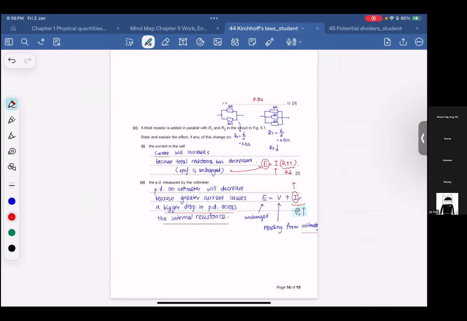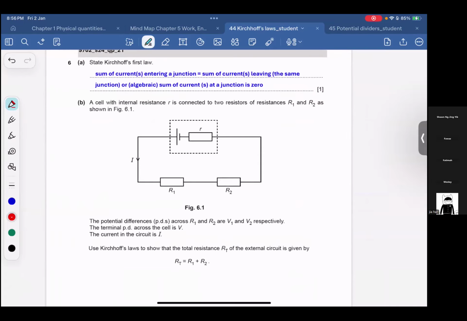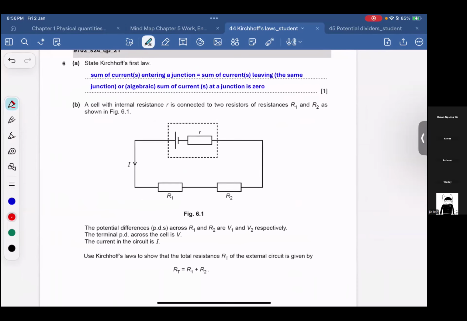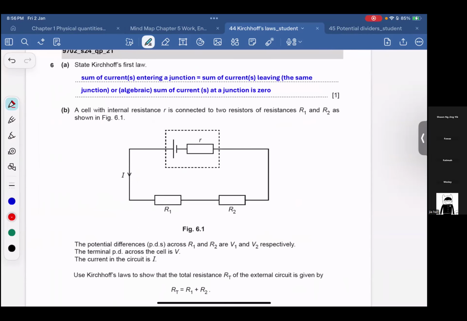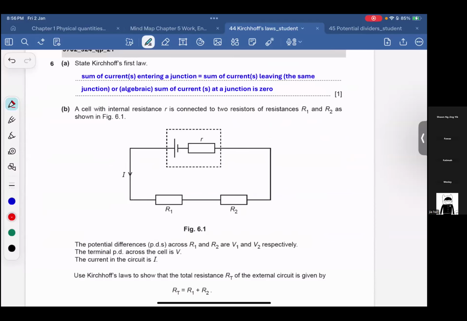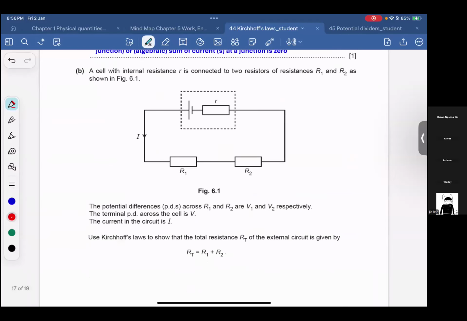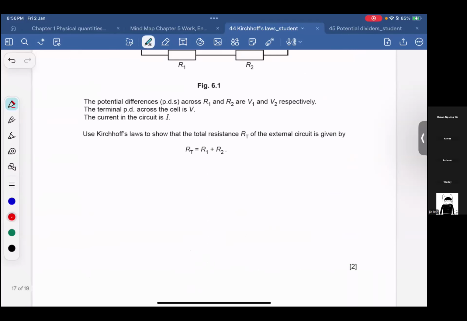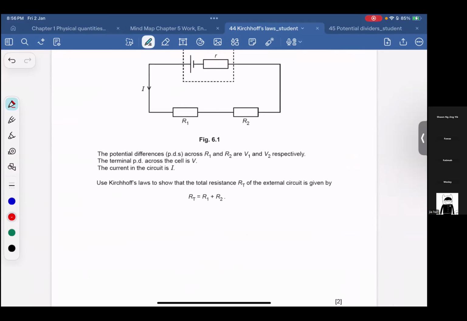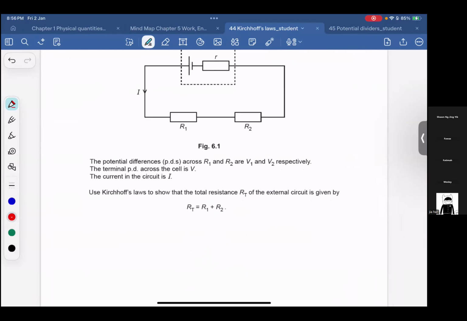Okay, so dear, next Kirchhoff's first law. Dear, this you have to know. Actually, no need to memorize; we know what. Okay, a cell with internal resistance. Use Kirchhoff's law to show the total resistance now is R1 plus R2. How do you get this? Like 10 seconds. Prove it without referring to your notes. Prove it.